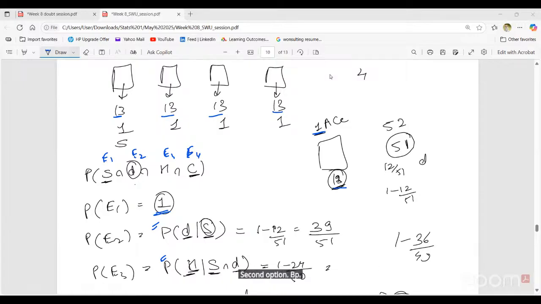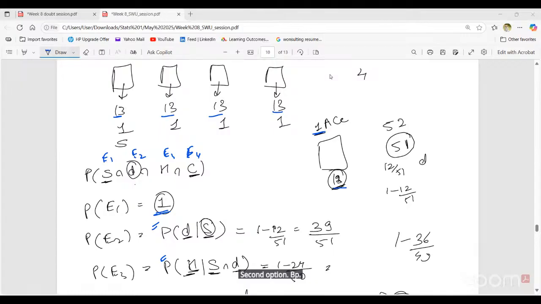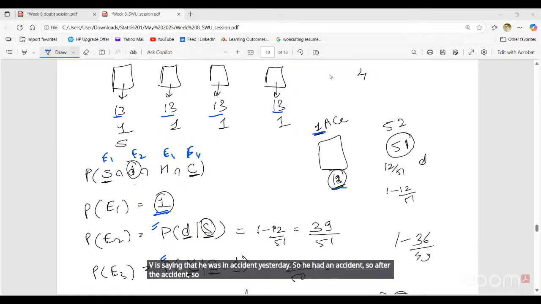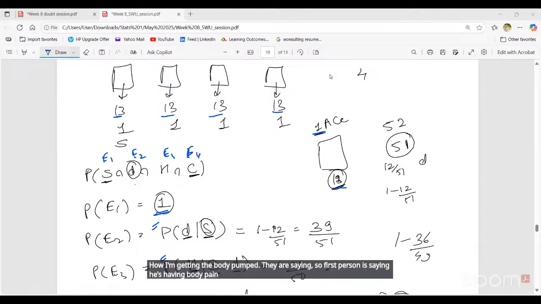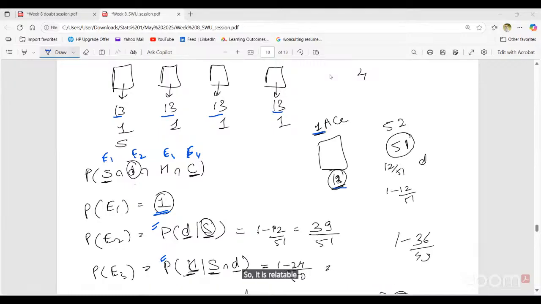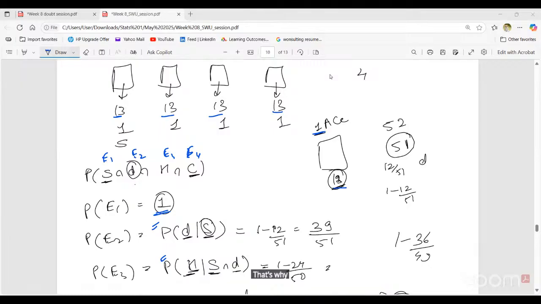Okay, so they are saying that A is he has body pain, and B is saying that he was in an accident yesterday. So after the accident, they are related, right? The first person is saying he's having body pain, the second person is saying that he had an accident. The situation is relatable, right? Because of the accident only, he is having the body pain. That's why they are not independent. Okay?